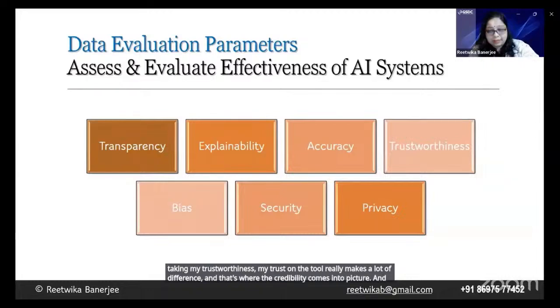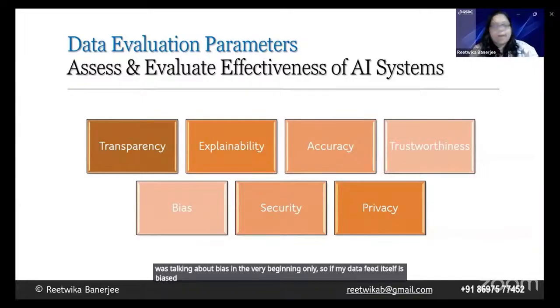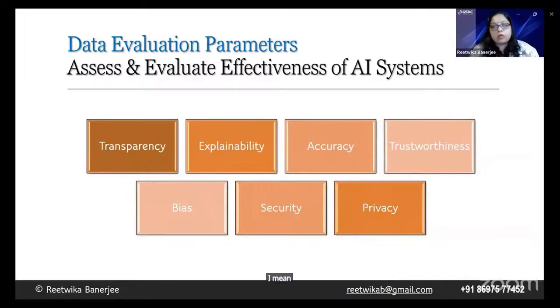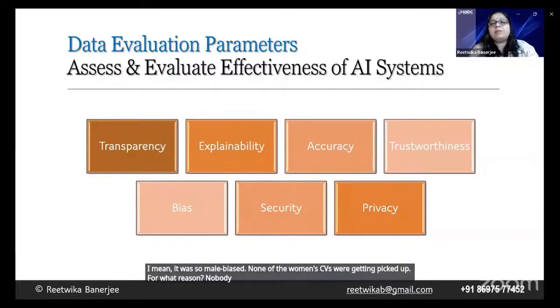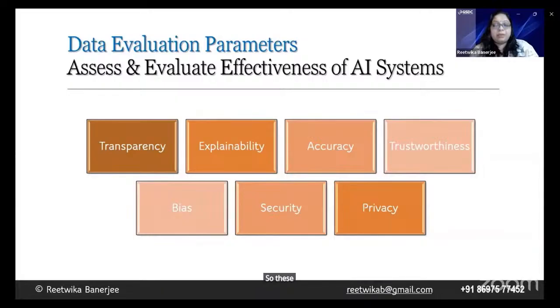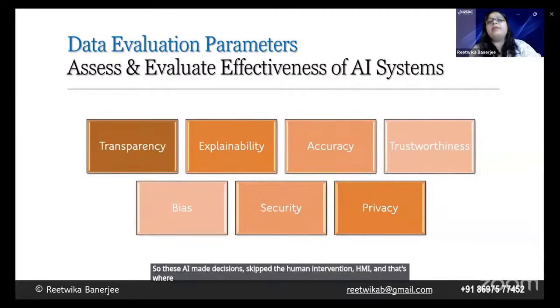And then I was talking about bias in the very beginning. If my data feed itself is biased, if you remember the recruitment example, it was so male biased. None of the women's CVs were getting picked up. For what reason? Nobody knows. Nobody has fed that data to the system, definitely, but that's how the AI system interpreted it. And finally, the decisions were taken through AI. So these AI-made decisions skipped the human intervention, HMI, and that's where it led to biased decision making. So it was a direct violation of one of the evaluation parameters of ISO 42001.